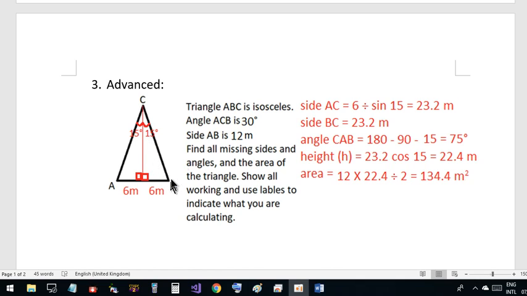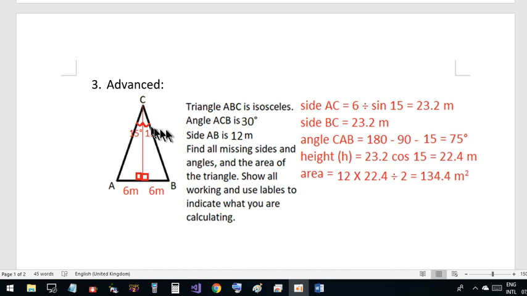ACB, the middle letter is the important one. So C is 30 degrees. We split it in half, and we get 2 right-angled triangles. There's a right angle at the bottom there, and the 30 degrees gets split in half to give 15 degrees for each triangle at the top there.